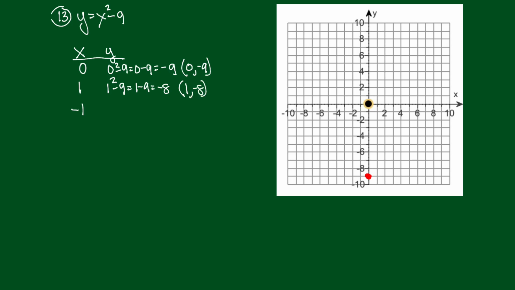And then what about this one, negative 1? I'll get negative 1 squared minus 9. Negative 1 squared is 1 minus 9. I get another negative 8. So I still get to the left 1, down 8. Let's plot those. So I'm going to start at the origin. I'm going to go the right 1, down 8. Then I'm going to go to the left 1 and down 8. All right, so to the right 1, down 8 puts me here. To the left 1, down 8 puts me here.